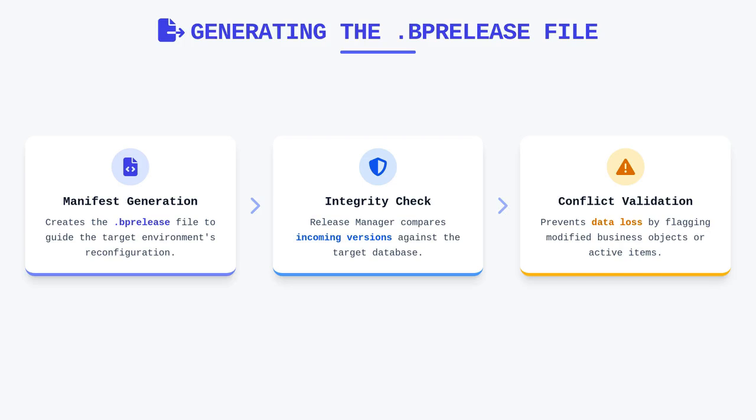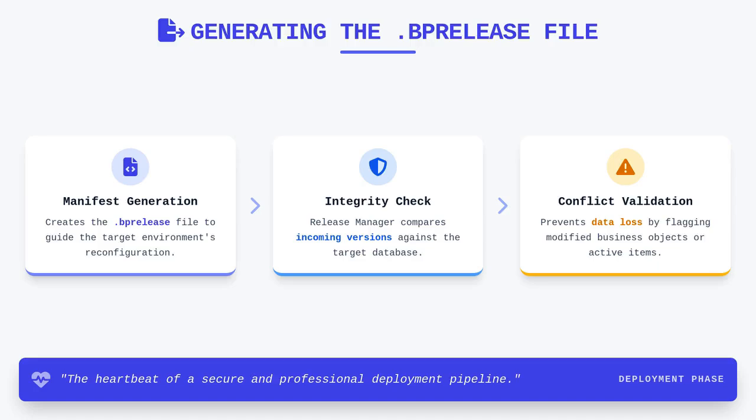If a conflict arises, such as trying to override a business object that is currently in use or has been modified locally, the system provides warnings to prevent data loss or service disruption. This validation step is the heartbeat of a secure and professional deployment pipeline.